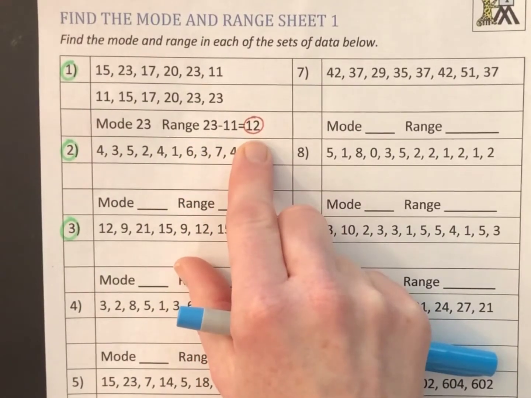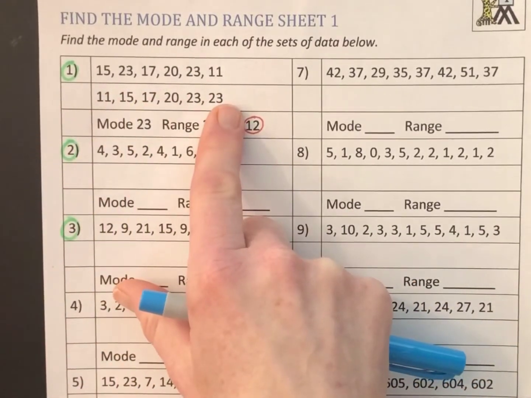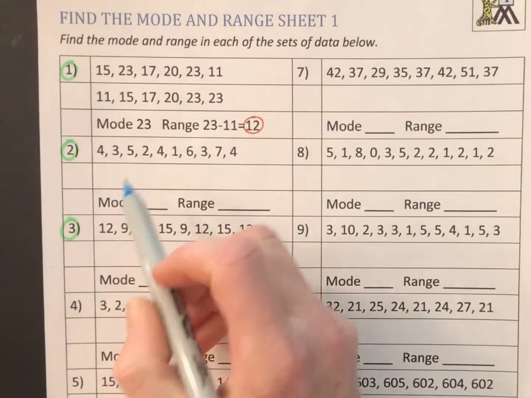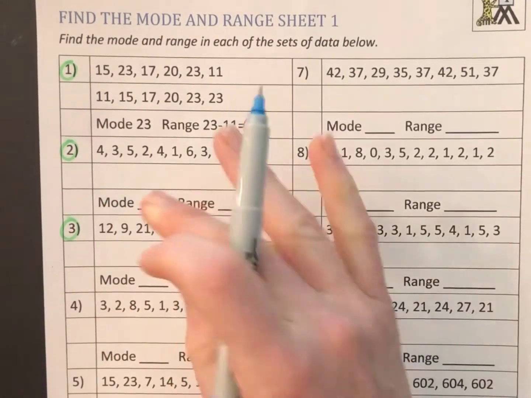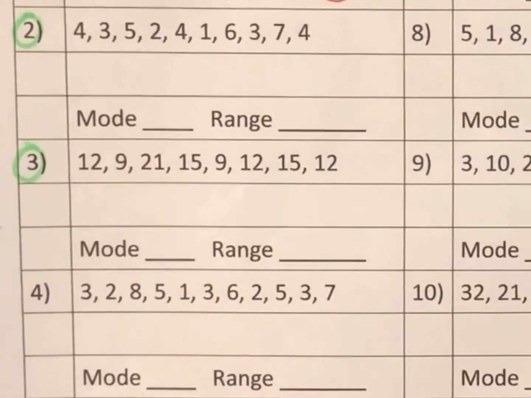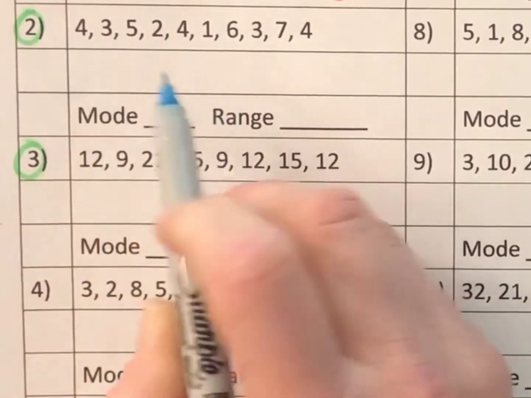That's your range, 12. You may choose to write that in the middle to put them in smallest to biggest. You don't have to. I'm going to do 2 and 3 without writing it in the middle, and then you can decide what's best for you. Obviously, if you get them wrong because you didn't write them in the middle, then you need to go ahead and do that. So when I look at number 2, I'm looking for the mode first.